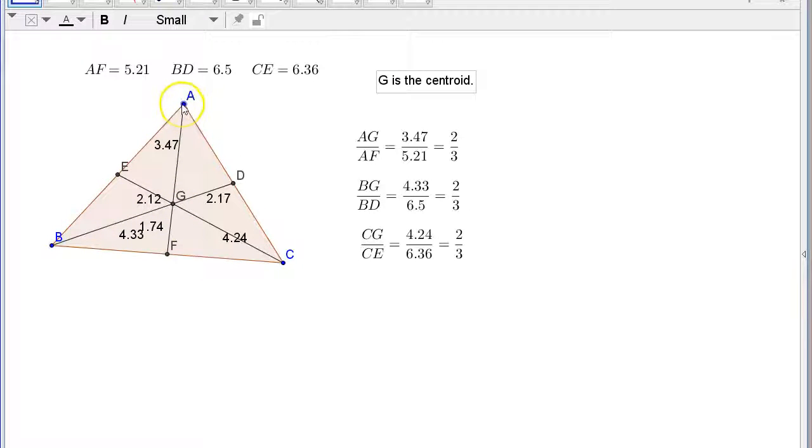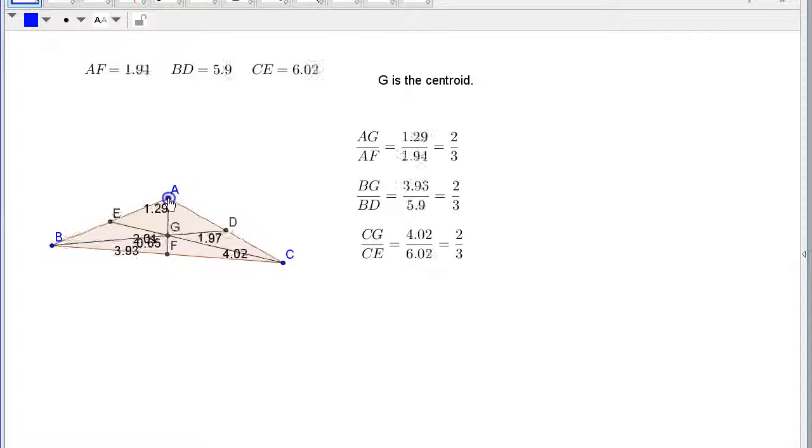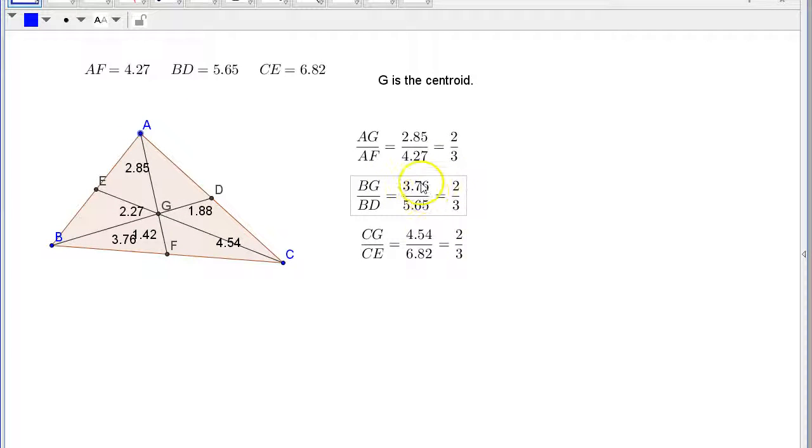So here's the deal. From A to G, it's 3.47. From A to F, it's 5.21, and that is 2/3 the distance. So 2 to 3 ratio. And as I move it around, I change the length of these. Again, BD is one of the medians. B to D it's 5.65, whatever units this is. 2/3 of that is 3.76, and the reason I know it's 2/3 is because it's the ratio of 2 to 3.